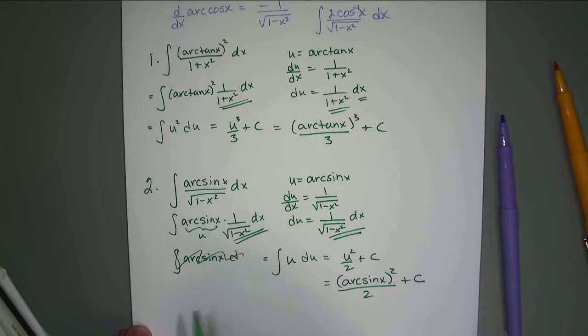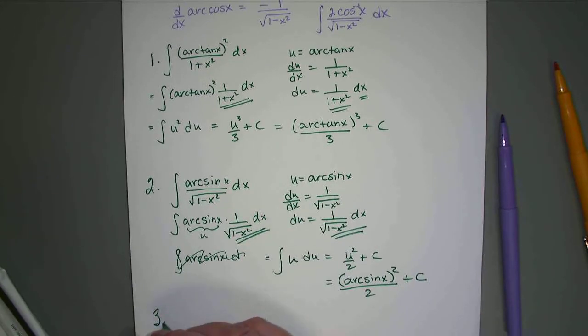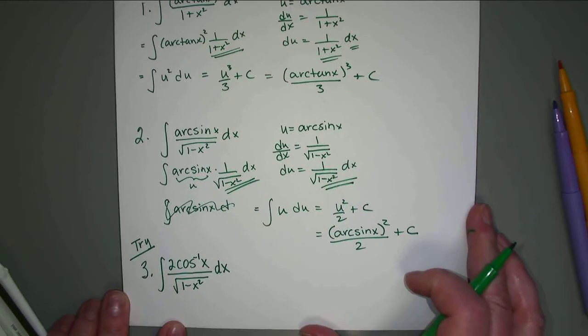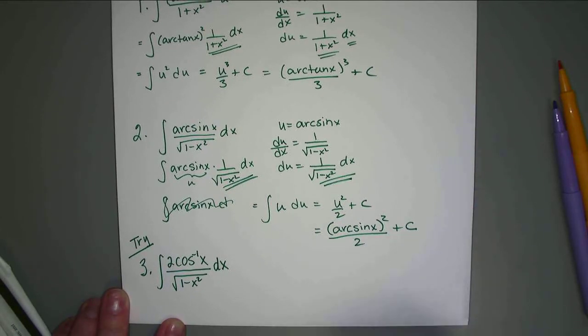So the third one that's up there, that's going to be the one you'll try. I'll fill in the blanks, but you give it a try. You're going to call u arccos, and then rearrange the differential to get the integral. Okay, and we'll stop there and you give that one a try, and then we'll start the next type.